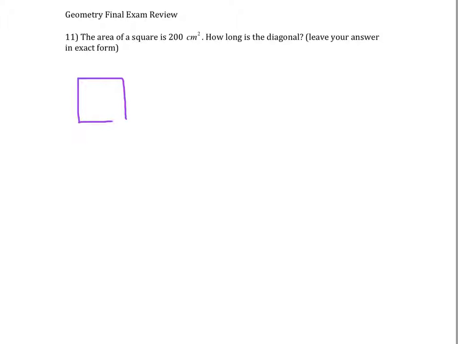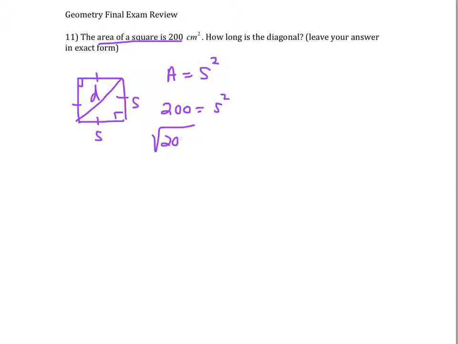So I've got a little square with 4 congruent sides, each side having a length of s, and then we have the diagonal, which we'll call d. So we have to find the length of that diagonal. The first thing we have to do is work with the area in order to find the length of each side. So the area would be equal to the side squared, because length times width is how we'd find the area. So set 200 equal to s squared, and then take the square root of both sides.